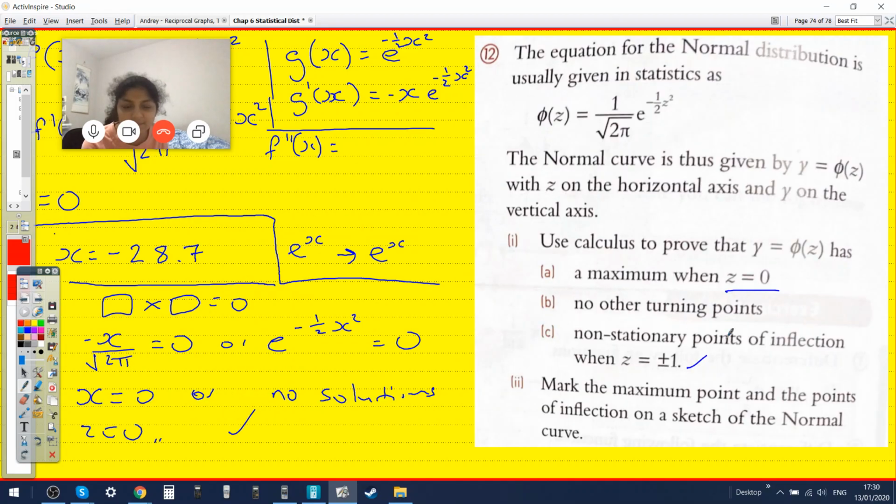And I'm using x just because that's what you're more used to. Mark the maximum point and the points of inflection on a sketch of the... Let's just draw it, basically. So then you would draw it, and seeing that you've done all of that, I would sub in 1 and minus 1. When you sub in 1, it's easy enough. Minus 1 also easy enough. And so you give exact values. And you could also verify it with your calculator.